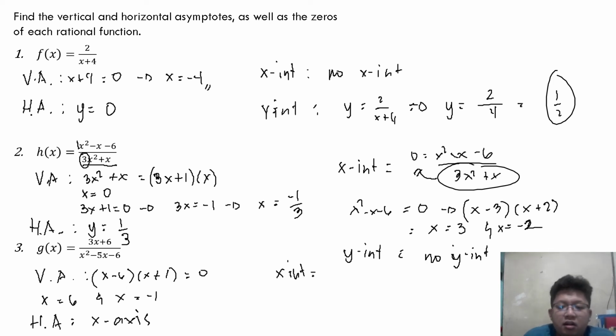Now, for the x-intercept, ayan. So, similar, 3x plus 6 equals 0. 3x equals negative 6, divided by 3. So, x is equal to negative 2. Ayan po.